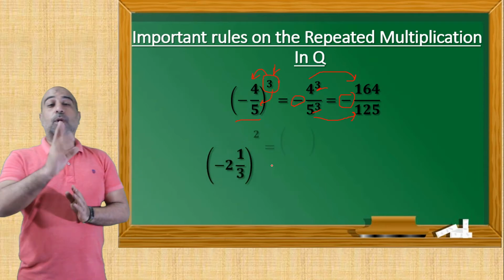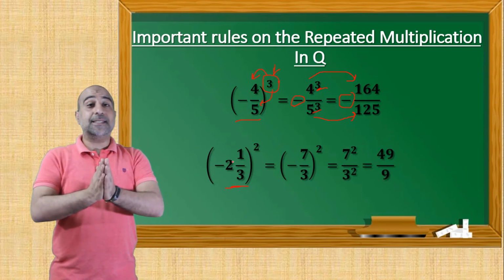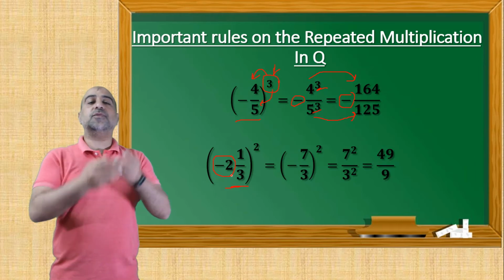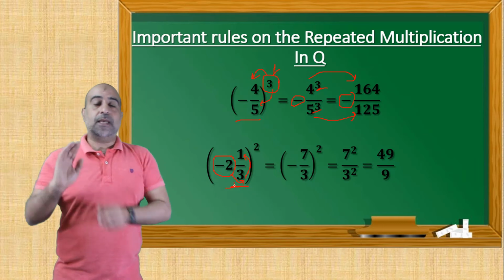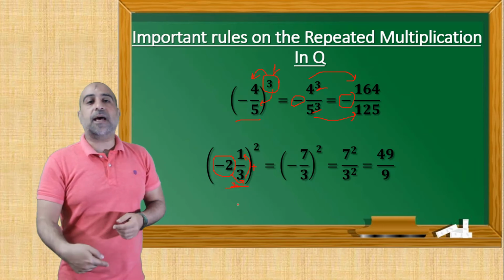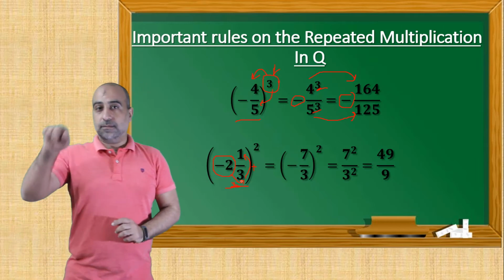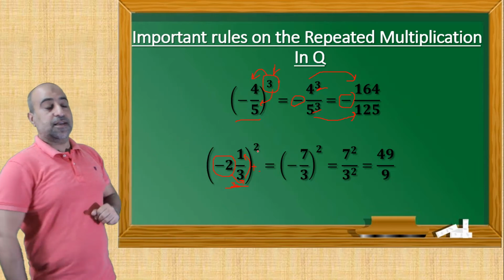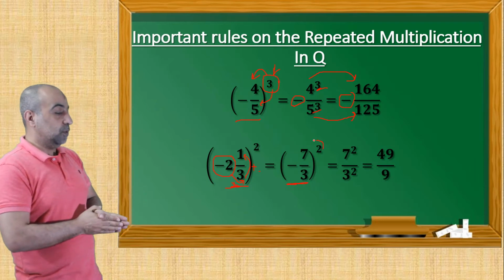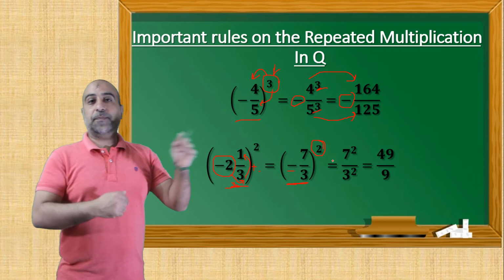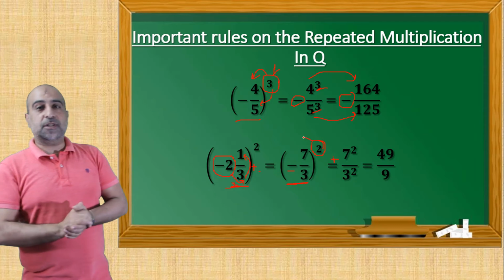Another example. What if the number is not a fraction? It's a mixed number. First, you have to convert this mixed number to a fraction. How? Multiply the whole number by the denominator and add the numerator: 2 times 3 equals 6 plus 1 equals 7. Then it equals (-7/3)^2. Now the negative becomes positive because the power is 2, which is an even number. Then it will be positive, not written.